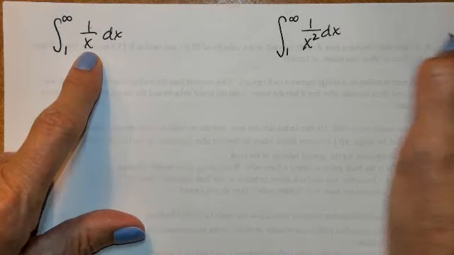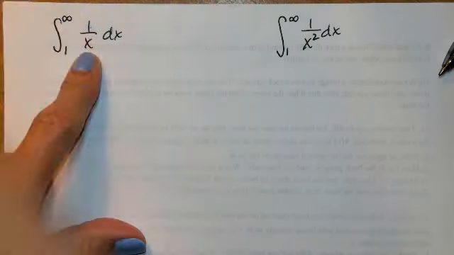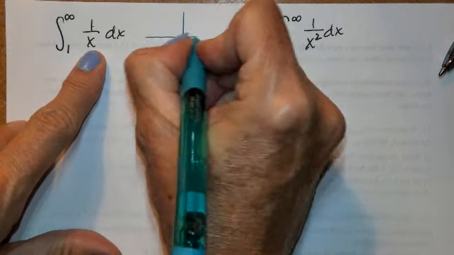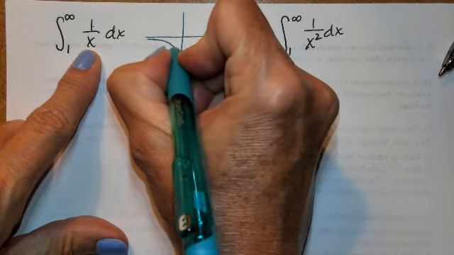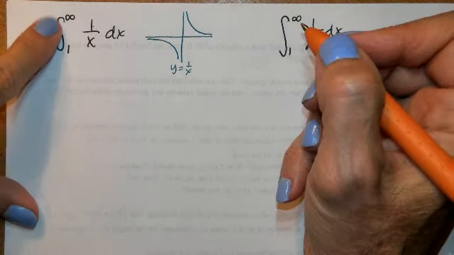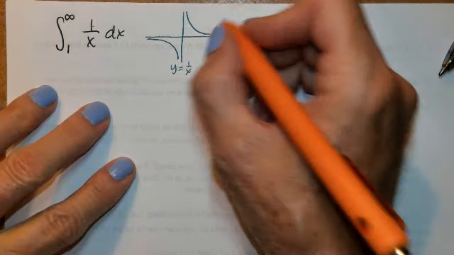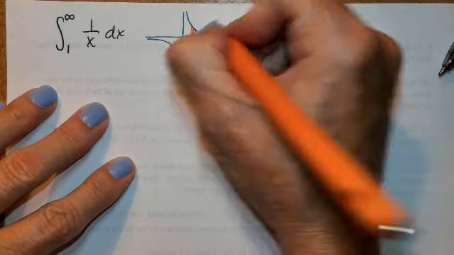And I'm comparing those two because they have vaguely similar graphs, okay? So the graph of y equals 1 over x looks vaguely like this, right? And the integral from 1 to infinity is the area under the curve from x equals 1 to x equals infinity. So we're going from 1 to infinity, and we're finding that area.